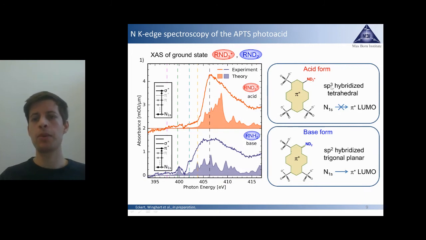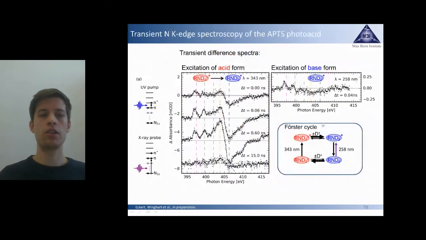in the acid form. In a simple scheme, we have an sp3 hybridized amino group, which is pretty much decoupled from the pi system where the HOMO-LUMO transition happens. So there is basically no way of accessing the LUMO from the nitrogen 1s core on the acid side group. While for the base form, it's sp2 hybridized, and in the trigonal planar geometry, the open p orbital can interact with the pi system, and this allows us to access this transition from the 1s core to the pi star LUMO. This picture will also be important to keep in mind for the interpretation of the transient spectra.